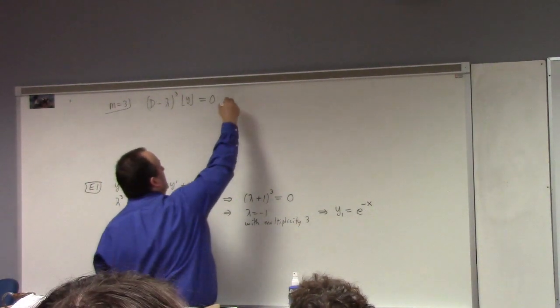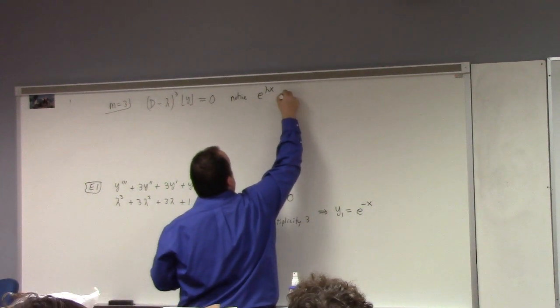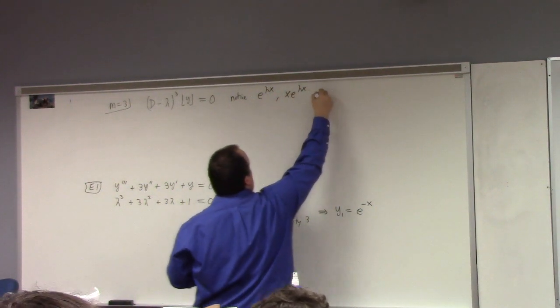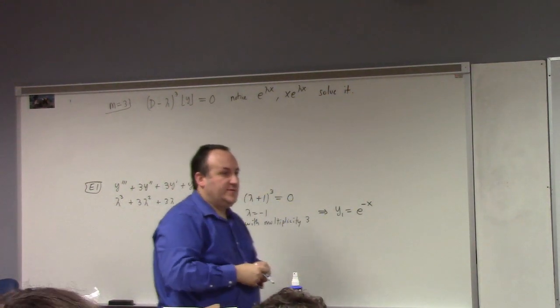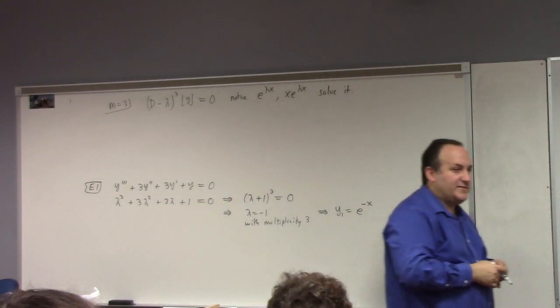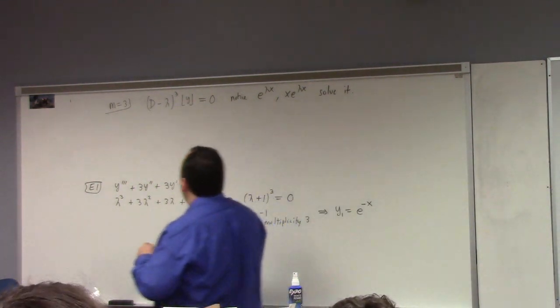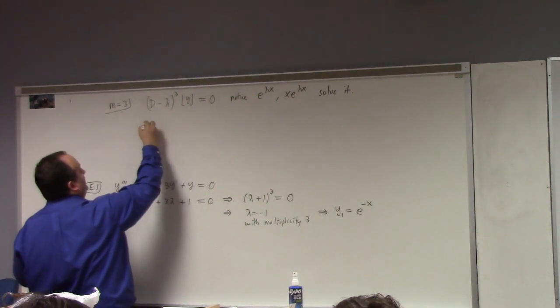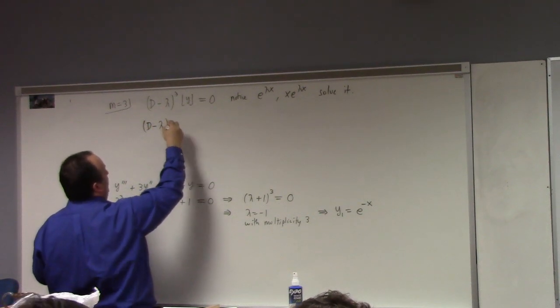Notice e to the lambda x and x e to the lambda x solve this. It's always going to be the case that whatever solves the lower power still solves the higher power, because if you feed it to that differential operator, it makes it go to 0, right? So at this point, I'm just going to derive and show you that it works, because I'm running out of steam here. But I do think it could be derived for higher powers.